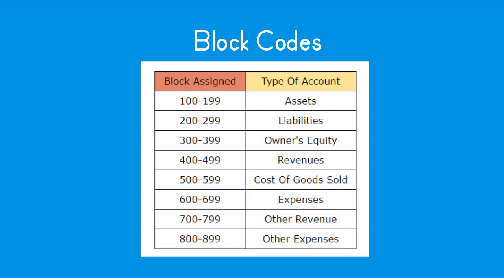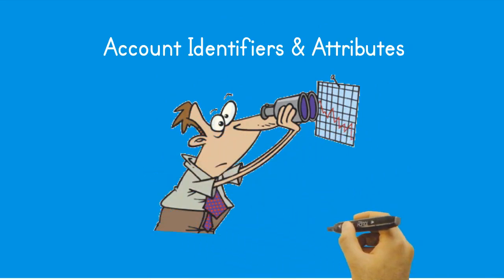The block assigned for the type of account is used to assign account numbers to the individual accounts. Using account identifiers or attributes is another method of coding that may be used for developing your chart of accounts. Account identifiers or attributes are unique building blocks or pieces of information used to design and set up the chart of accounts. Each block or piece attaches additional identifying information to the account.